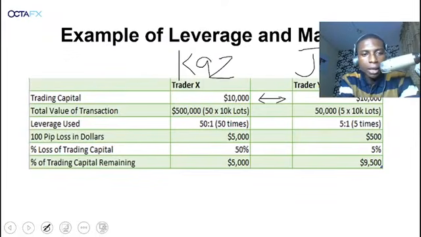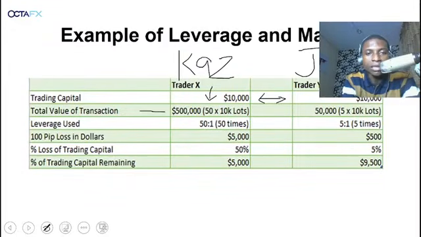Now, the total transaction carried out: Kazim used 50:1, which is 50 times his account, which is $500,000. Then Jacob used 5:1 leverage, which is 5 times his account size. That is $50,000. Don't forget, they both have the same margin deposit, $10,000, $10,000. But they used different leverage. Kazim is using 50:1. Jacob is using 5:1.